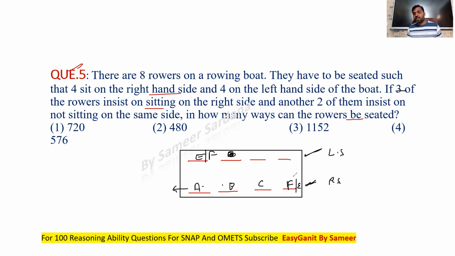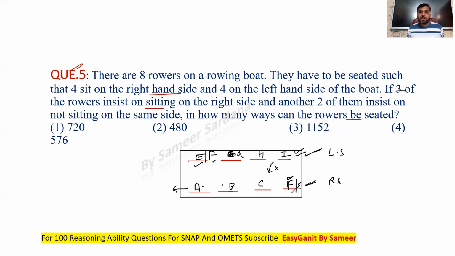Can I change the position of E and F? Yes, but they are not supposed to be on the same side. If E is here, then F would be here. If F is here, E would be here. And the rest of the persons would be G, H, and I. Let's say G, H, I are the rest of the three people, right? Do I have any condition on these three? No, I don't have any condition on these three. But can these three people be asked to sit on the right-hand side? No. Why? Because we don't have any space for these three people, right?